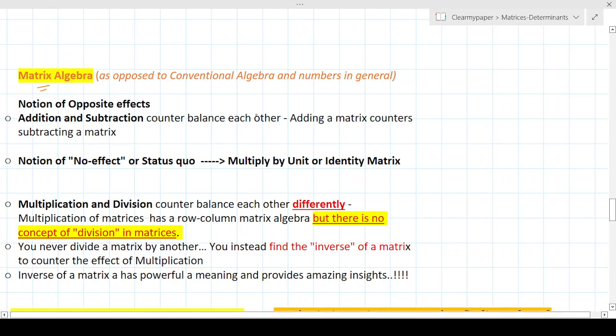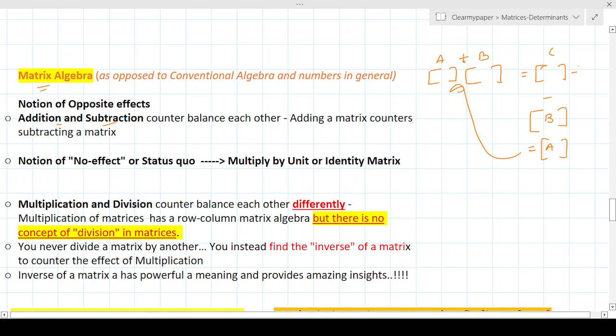So in matrix algebra, as far as addition and subtraction go, the concept remains the same. You have two matrices, and let's say you add A and B and you get C, which is a new matrix. From C, I want to get back to A. So what I do is take C and subtract the B matrix, the same matrix, to get A, right? And this is what I get. So the concept is the same.